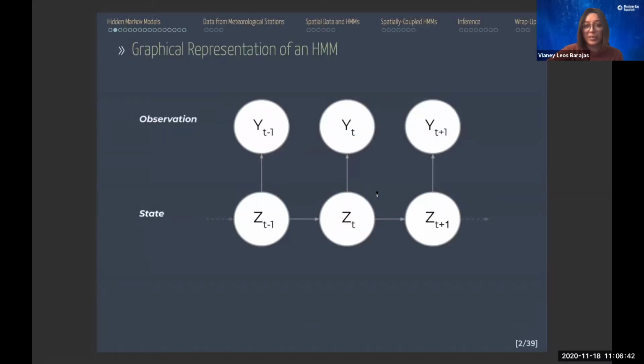So a simple graphical representation of a hidden Markov model, if you haven't seen it before: you basically have two sets of random variables that you're interested in. You have your observation process Y, and you have a latent state process Z. Usually hidden Markov models are depicted with this graphical structure.